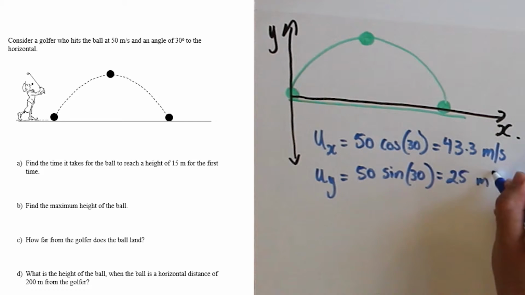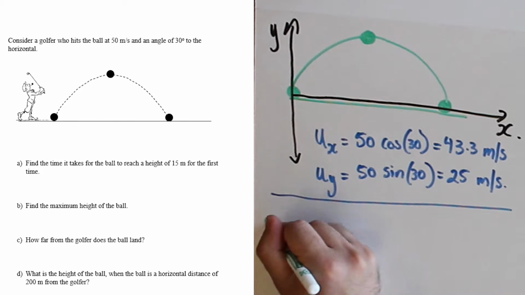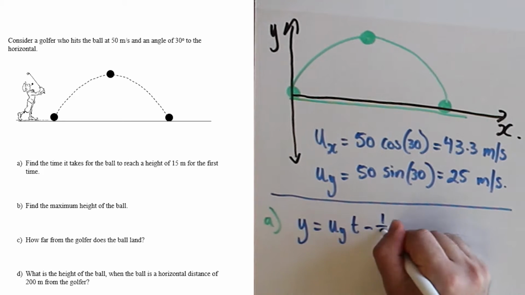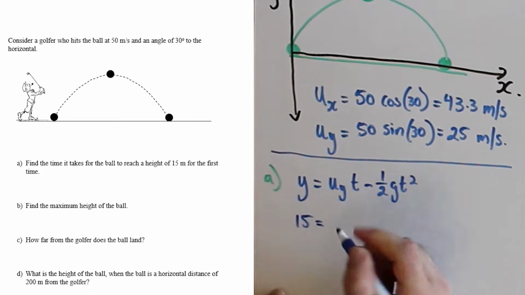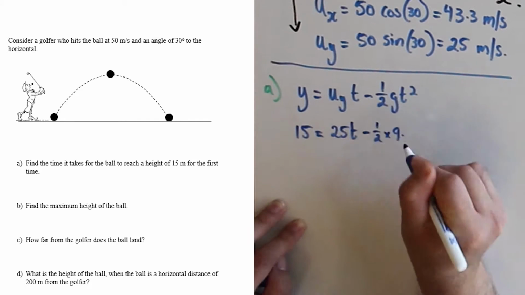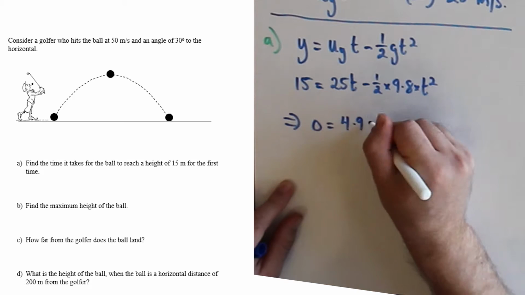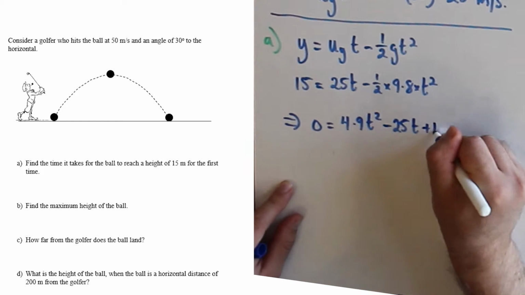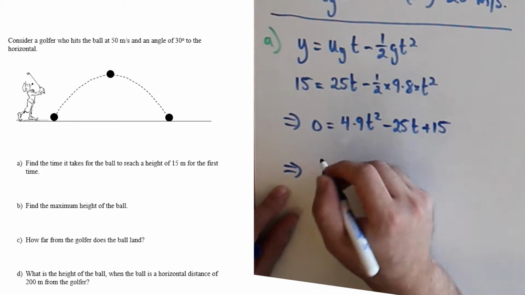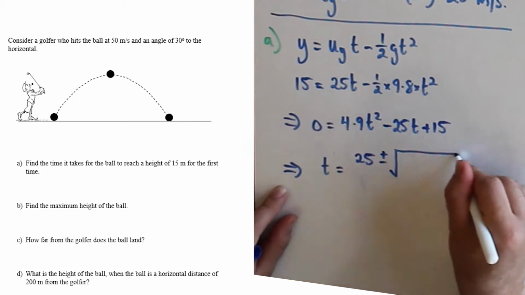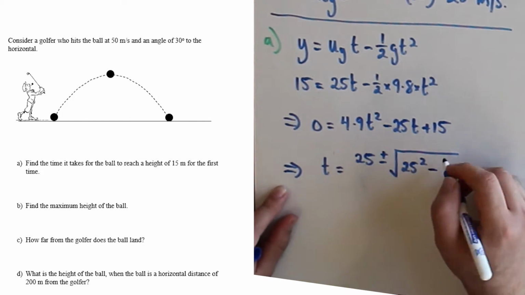Now the first question asks us to find the time at which the height of the ball reaches 15 meters for the first time. So we can use the vertical position formula, plug in our information and solve for the time. Now this one's a bit tricky because we get a quadratic equation. That means we have to use the quadratic formula. And using the quadratic formula, we always get 2 answers.